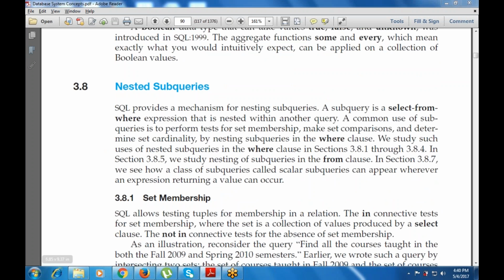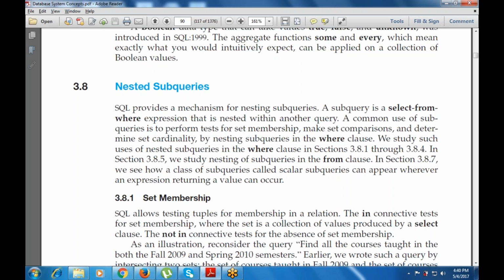Okay. Now let's talk about nested subqueries, that means a query within a query. SQL provides a mechanism for nesting subqueries, that is, a select-from-where expression that is nested within another query. The common use of a subquery is to perform tests for set membership, to make comparisons, and to determine set cardinality. This is performed by using the where clause. Every clause can be used within the nested query, because this is also a query, but it is a query within another query. That's why it is known as a nested subquery.